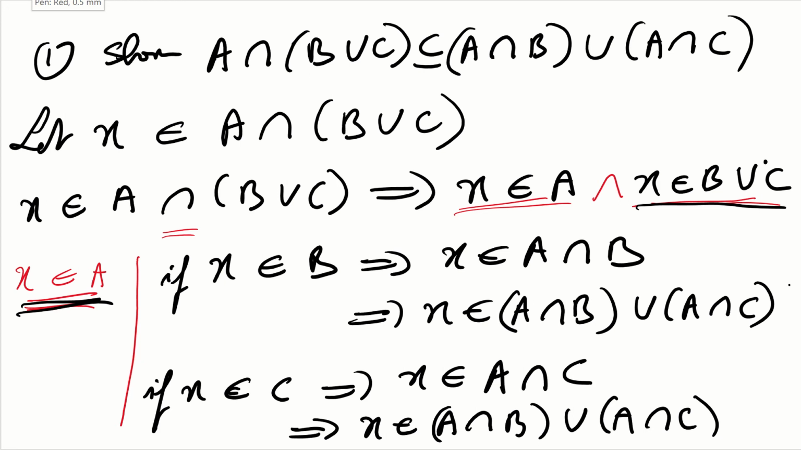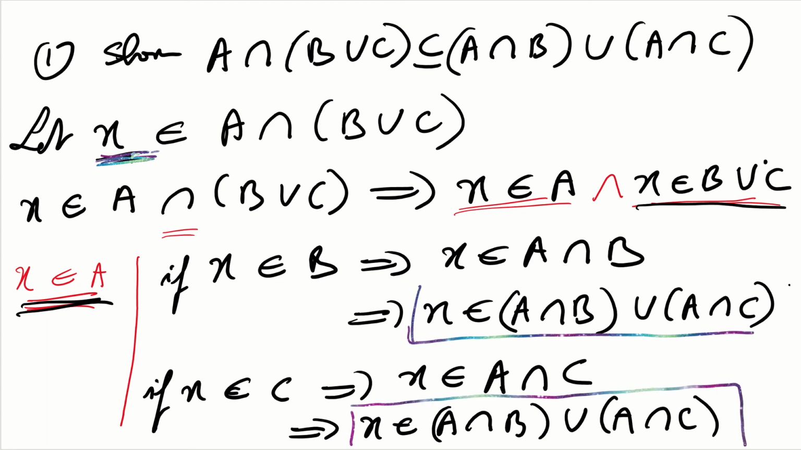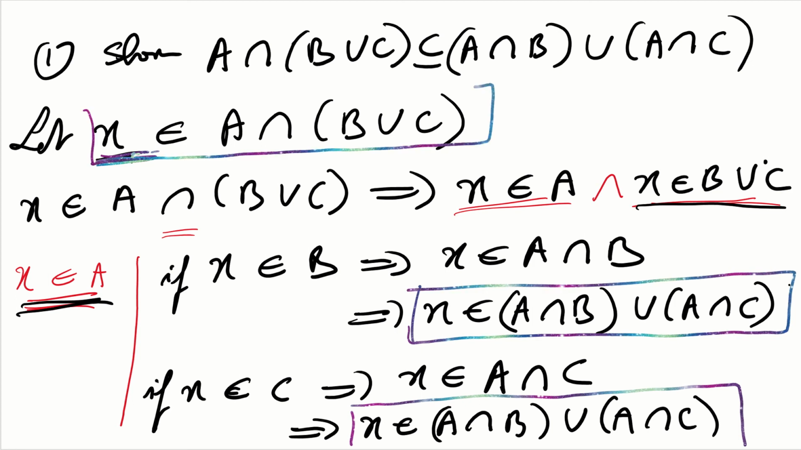So this concludes that we pick our x in this set, and we were able to show that x is also in this set, and also we did the same here. So we started off this way, and we were able to show that x is in this set, in A intersection B union A intersection C. So this part is done.